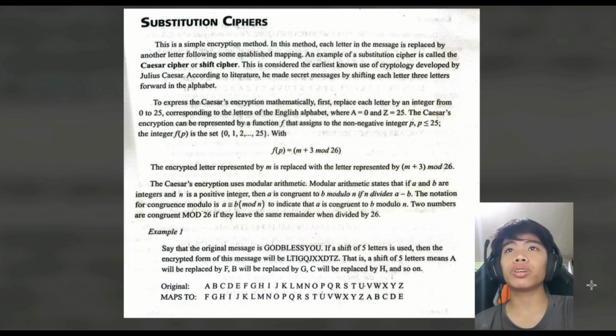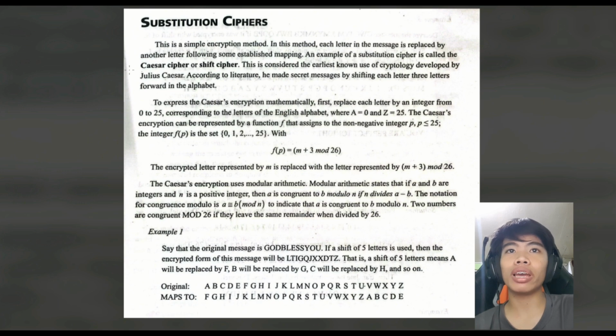To express the Caesar's encryption mathematically, first replace each letter by an integer from 0 to 25, corresponding to the letters of the English alphabet, where A is equal to 0 and Z is equal to 25. The Caesar's encryption can be represented by a function f that assigns to the non-negative integer p, where p is less than or equal to 25, the integer f of p in the set of 0, 1, 2, up to 25. So, ito yung kanyang formula. The encrypted letter represented by M is replaced with the letter represented by M plus 3, mod 26.